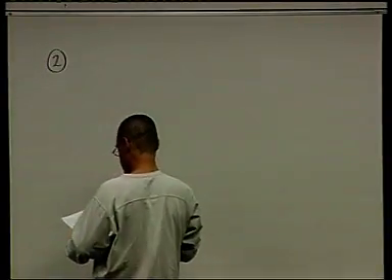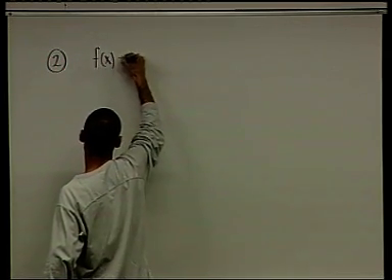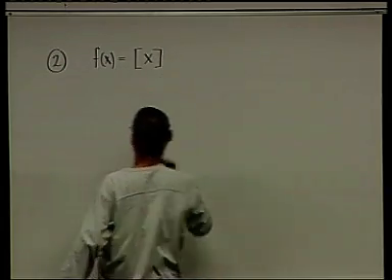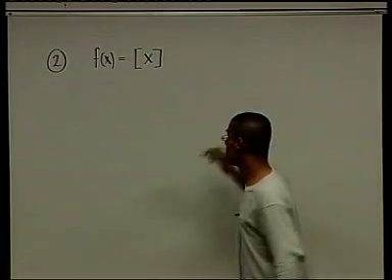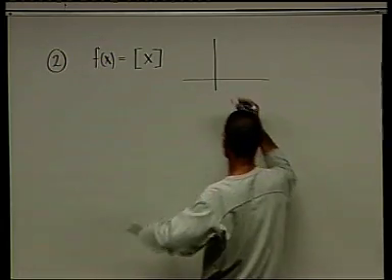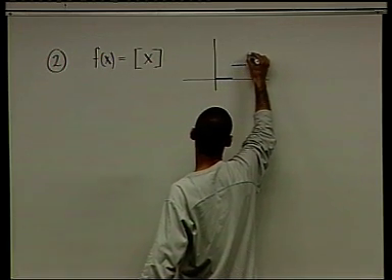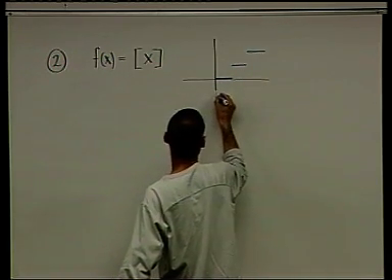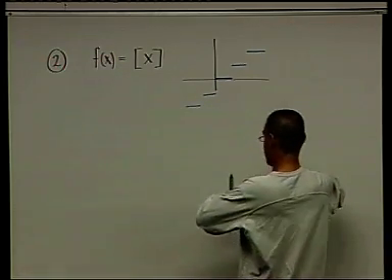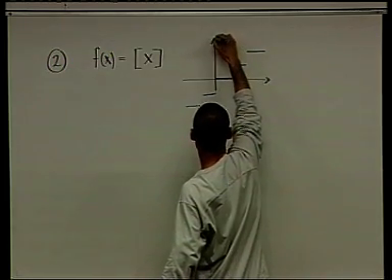So I'm going to take the function f of x equals bracket x. Remember this function? Let's quickly draw it. Remember, it's this step function that rounds any number to the nearest integer from below.